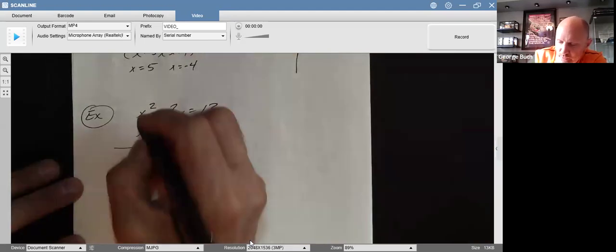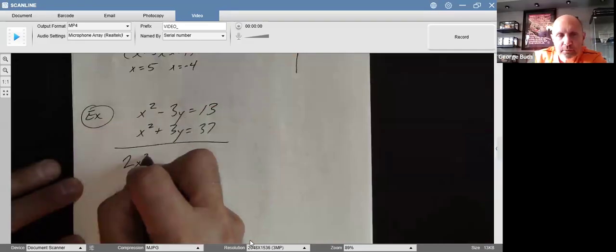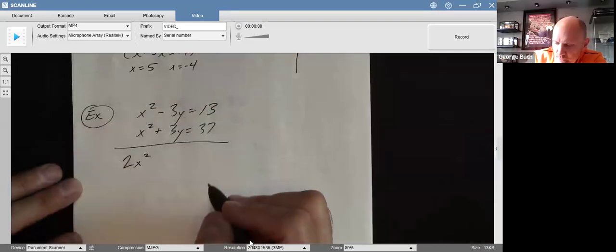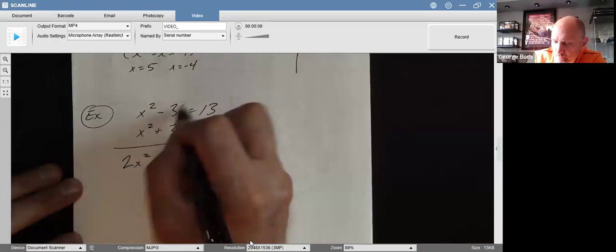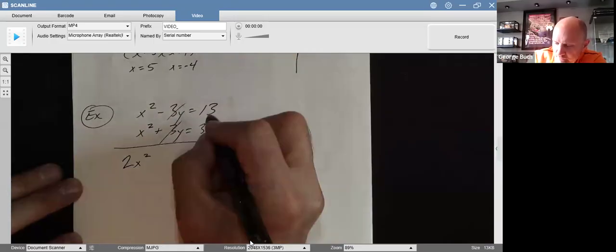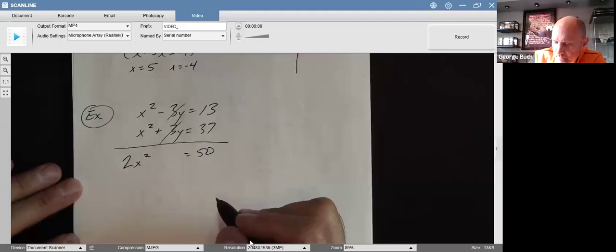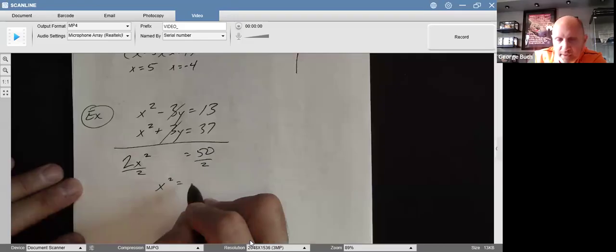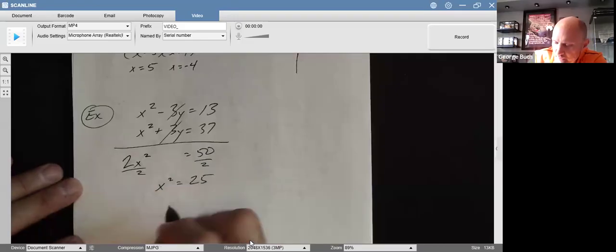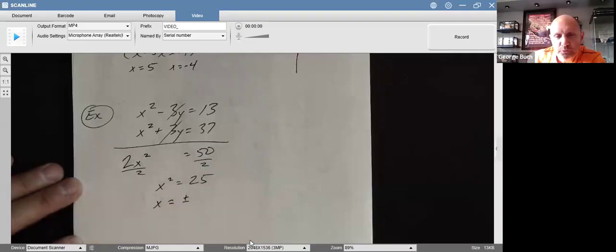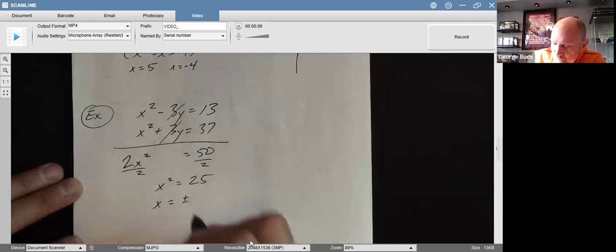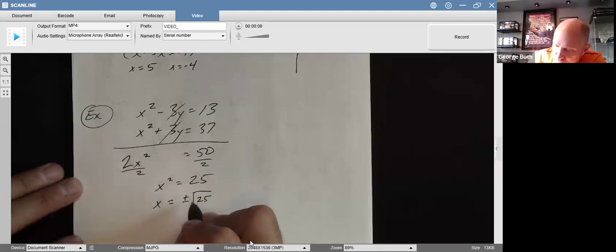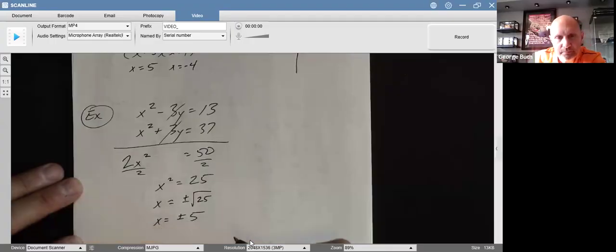X squared plus x squared is 2x squared. -3y plus 3y is 0. 13 plus 37 is 50. So divide both sides by 2. We get x squared is 25. And that means what? X is plus or minus. This is our not so simple quadratic because everyone usually gets it wrong. Plus or minus square root of 25. So x is equal to plus or minus 5.